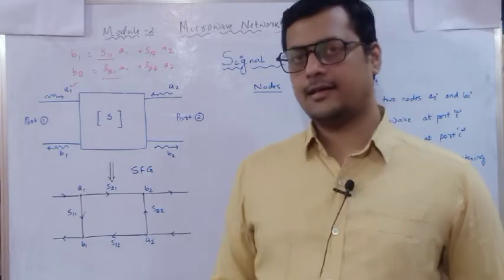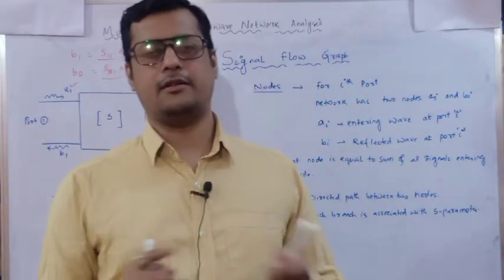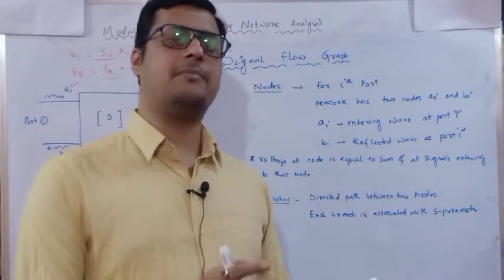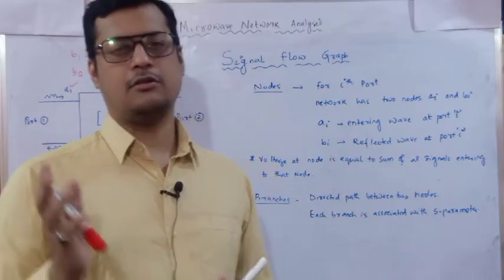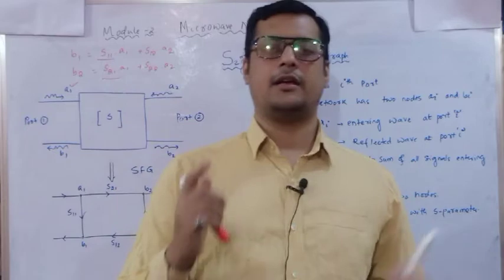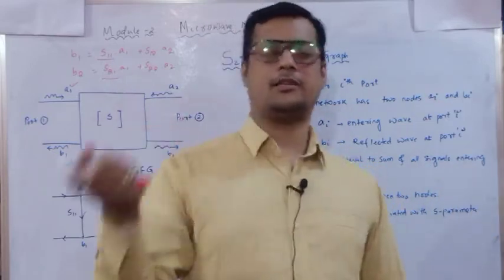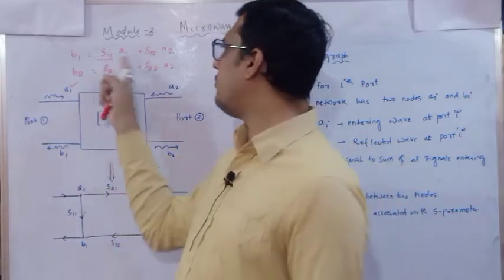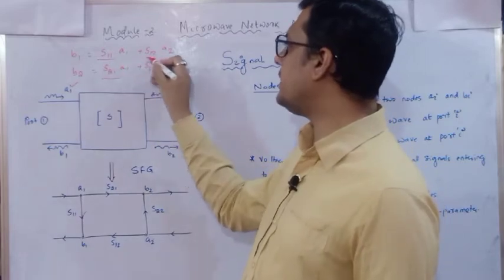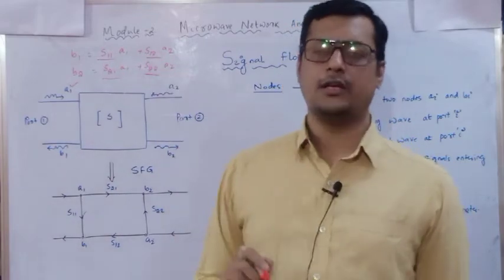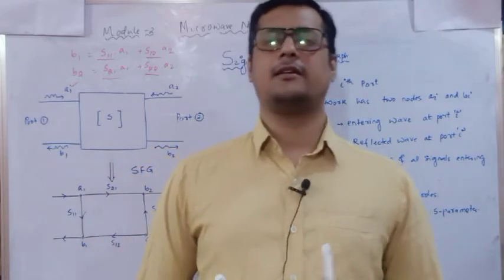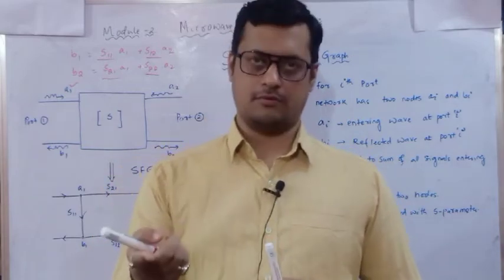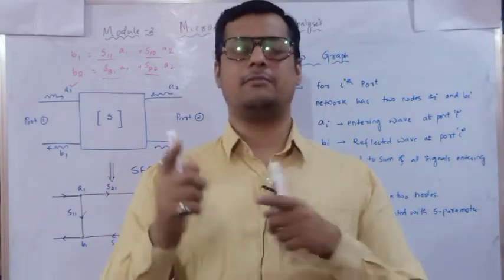Next, what are the branches? Because nodes will be connected with respect to the branches. These branches will help us to understand what is the scattering parameter available between those nodes. So A1 with respect to B1, A1 with respect to B2, A2 with respect to B1 and A2 with respect to B2. Then only we are forming the 4 scattering parameters S11, S12, S21, S22. So if it is a 2-port network, the maximum scattering parameters are 4. So these are the branches, the linkage between 2 nodes.